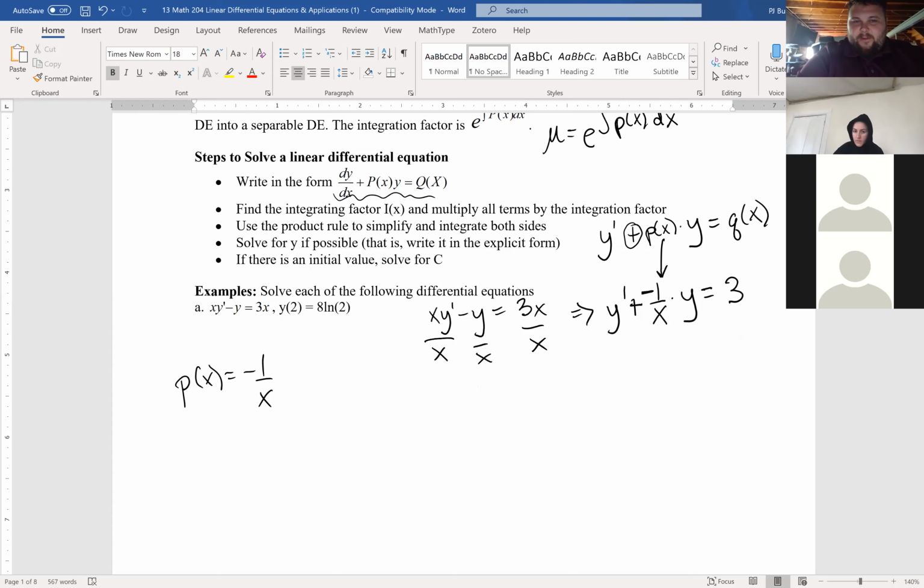Once you have that, you can find the integrating factor. Okay, so step 1 is get it in the correct format. Step 2, identify p of x and calculate the integrating factor. So the integrating factor is mu, and that is e to the integral of negative 1 over x, dx. Hopefully you see that that is the natural log.